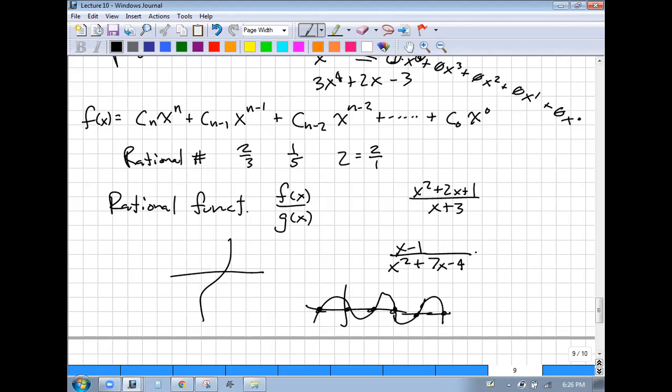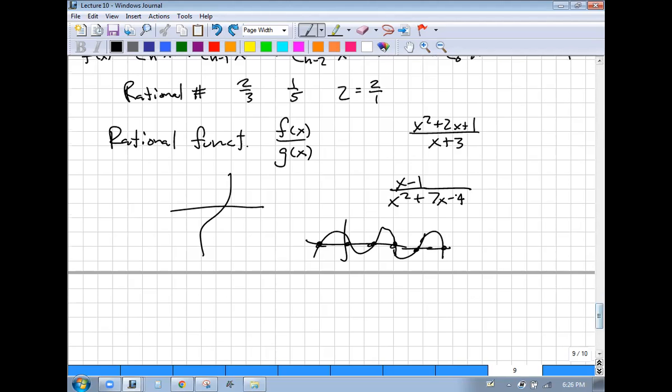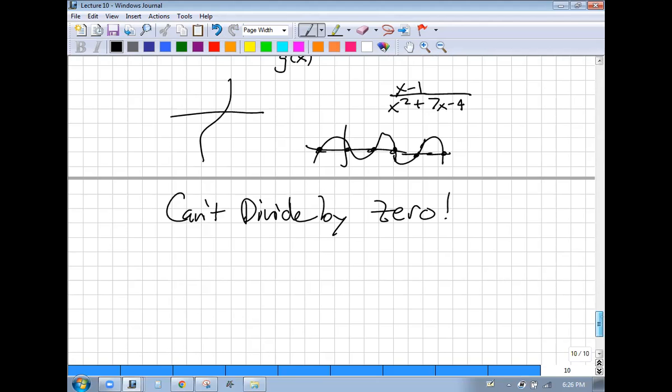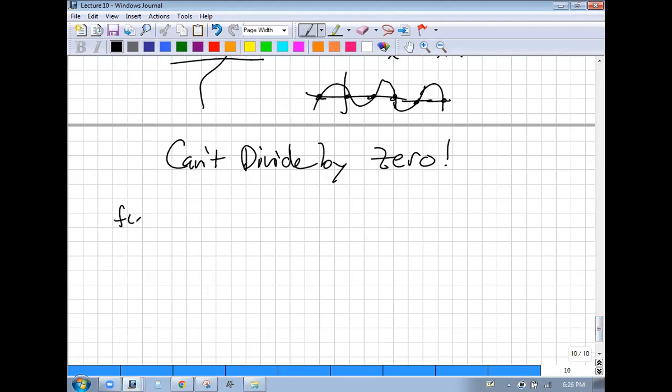All right. So how would we graph these? Well, the important thing to know is you can't divide by 0, right? Can't divide by 0. Okay. So what happens? Let's say I have f of x equals 1 over x. This is the simplest example of a rational function, right? The simplest function was f of x equals x, right? So the simplest rational function is this guy. What does it look like?